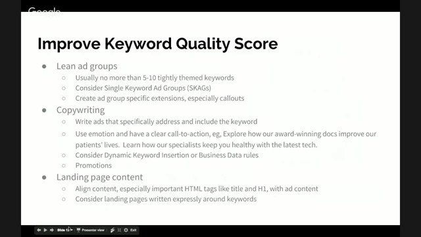Now, from a copywriting standpoint, you really want to write ads that specifically address and include the keyword that you're working on. Google looks at that closely. But in general, an ad should simply have two things: emotion and a clear call to action. And so a couple examples I wrote here are: explore how our award-winning docs improve our patients' lives, and learn how our specialists keep you healthy with the latest tech. So here you're giving them something to do, either explore or learn, and you're capitalizing on words like improving, healthy, technology, award-winning. These are things that will pique people's interests.